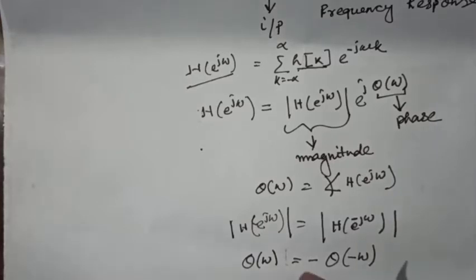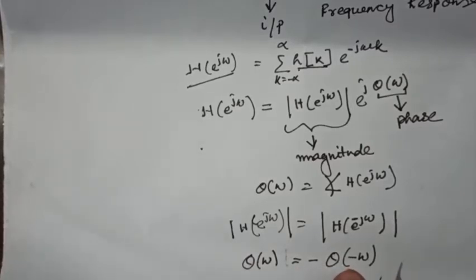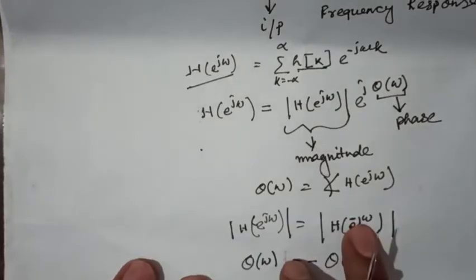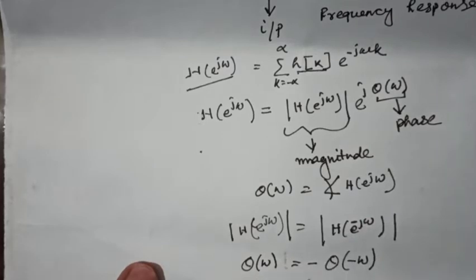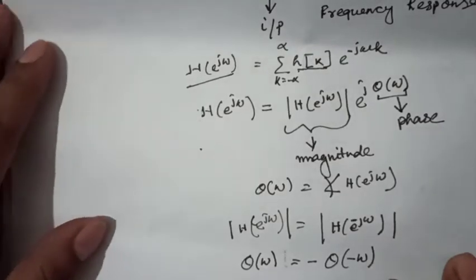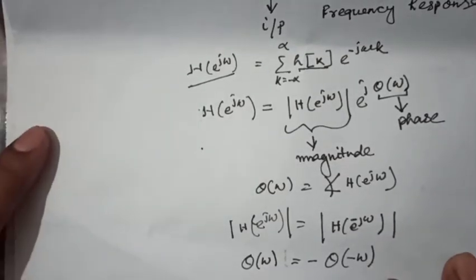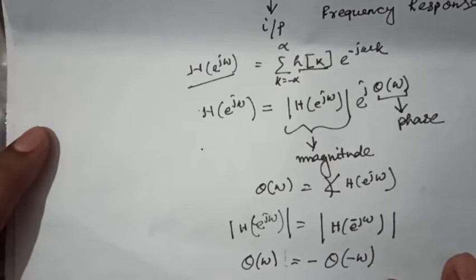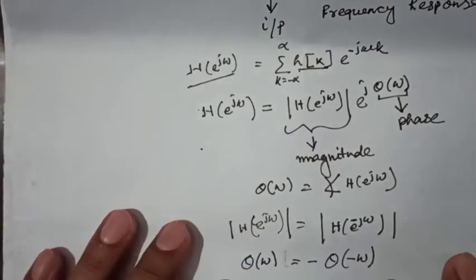Now, since the magnitude is even symmetric, the phase is odd symmetric, and it is periodic over the period twice pi, we can plot or evaluate the spectrum, that means the frequency response H of e to the power j omega, only for 0 to pi. That is sufficient, because for minus pi to 0 the magnitude will be the same because of the even symmetry, and the phase will be the same up to the odd symmetry. So we need to evaluate only for 0 to pi, or equivalently minus pi to pi, same thing.